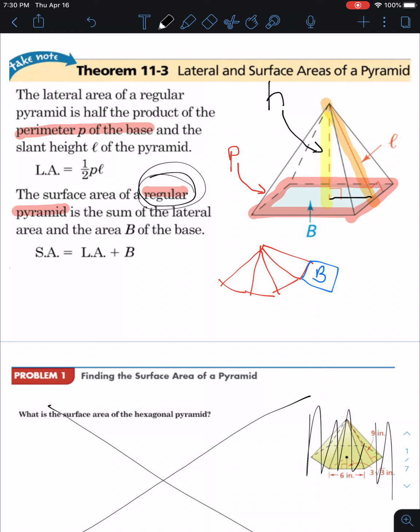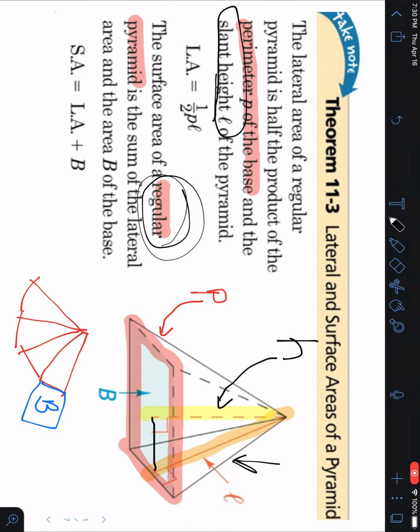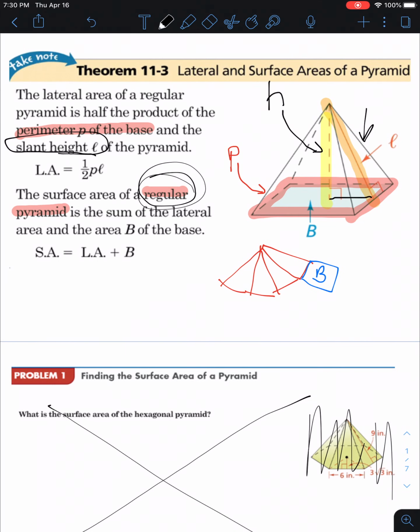You'll notice that I marked this orange over here as L. That is called the slant height, which is the height of the face. Now notice the face is on a tilt. The actual height of the pyramid is the yellow, and that would be what I marked as an H.